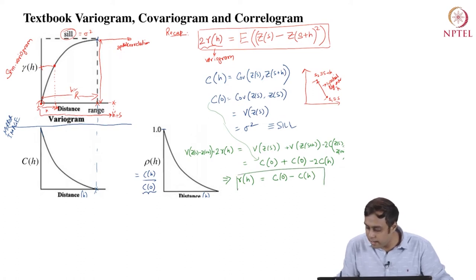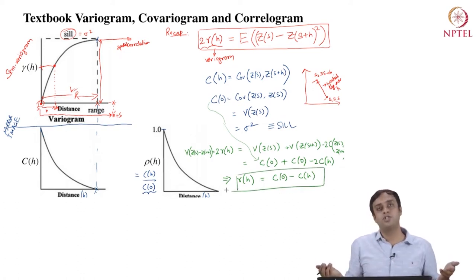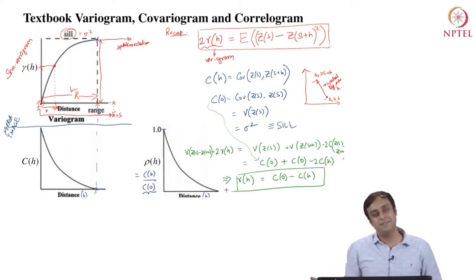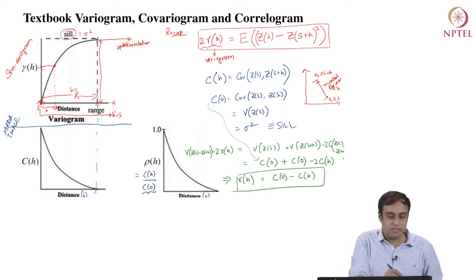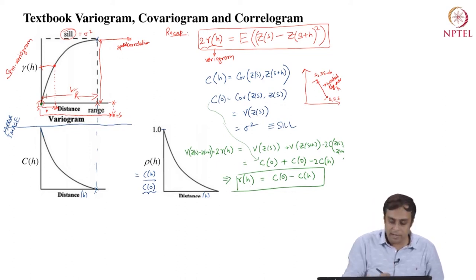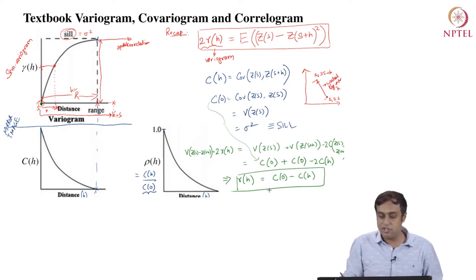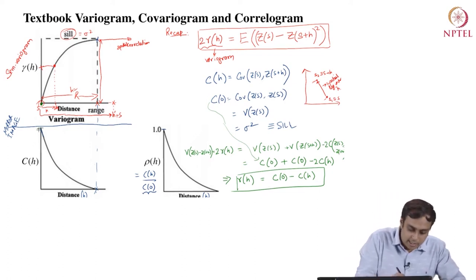So, gamma(h) and C(h) are inversely proportional. That is why they are simply mirror images of each other, right? So at the point when gamma(h) is 0, that is the point at the origin, C(h) is just C0. So this height here is C0, which is exactly the same as the height of the sill.